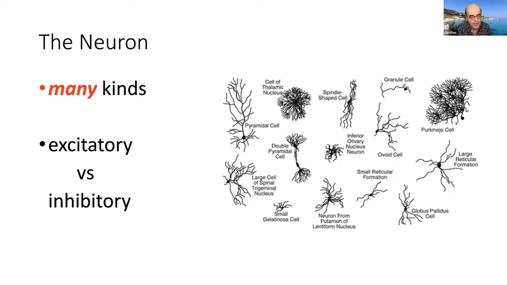But one very useful dichotomy between neurons is excitatory versus inhibitory. Excitatory neurons are the ones that create activity and do the computation, so to speak, whereas the inhibitory neurons are the ones that control and make sure that the brain does not explode, and also that the computation is directed where it should.